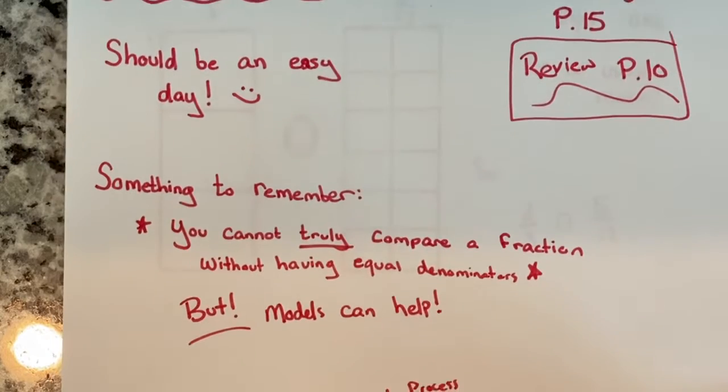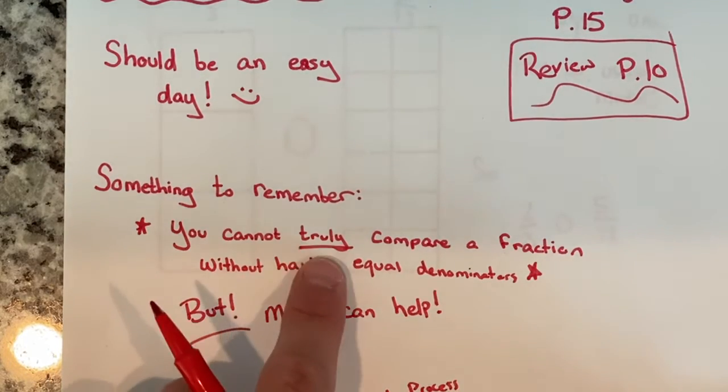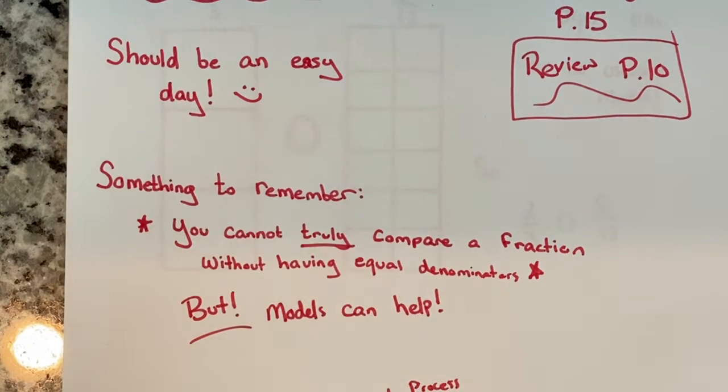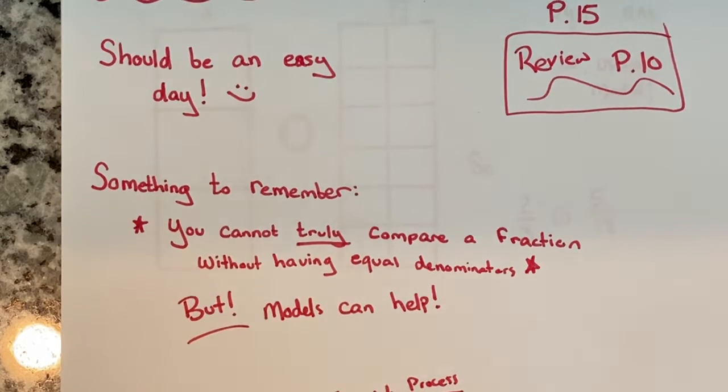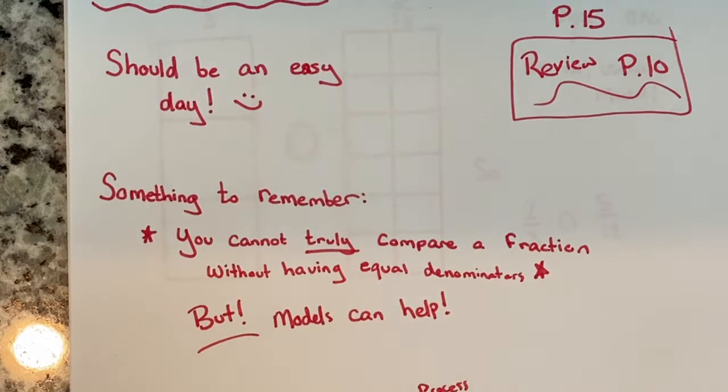Something to remember when you're comparing fractions: you cannot truly compare a fraction without having equal denominators. If those denominators are not the same, you cannot truly state your thinking of greater than, less than, or equal to. We've got to do some kind of comparison and prove it. But in this case, models can be a huge help.